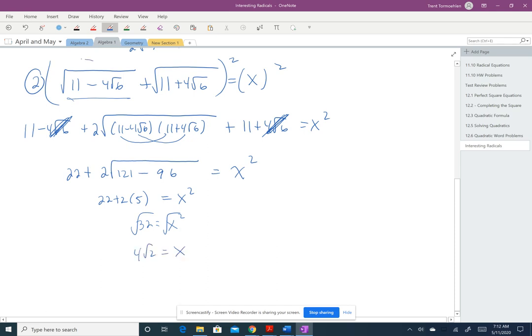And so you get this complicated double radical, nested radicals, do some manipulation on it, some algebra that we've learned, and we end up with x equals 4 times the square root of 2.